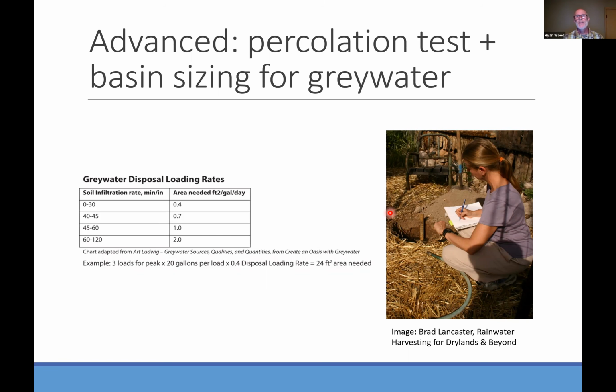But if the water is not soaking in, you've got bad percolation, it takes over 2 hours to go down 1 inch, then you're going to have to times that square foot area by 2. So you're basically doubling it.